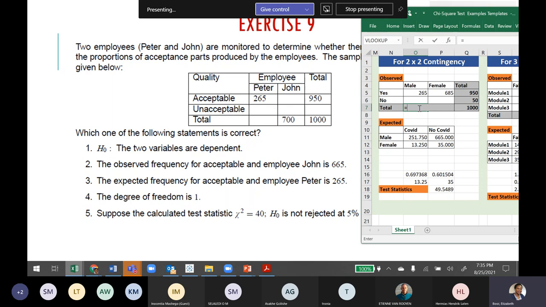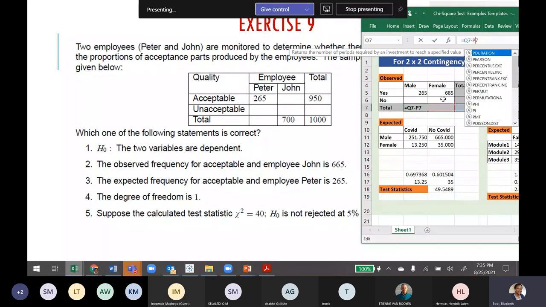And this one is 1000 minus. Sometimes you might be unable to click on a value because of the highlighted field, so it's fine. Since I know that my field is O, I can just type there, and it's on row 7. I'm looking for P, minus P, because that's the column that I'm looking for, this one.